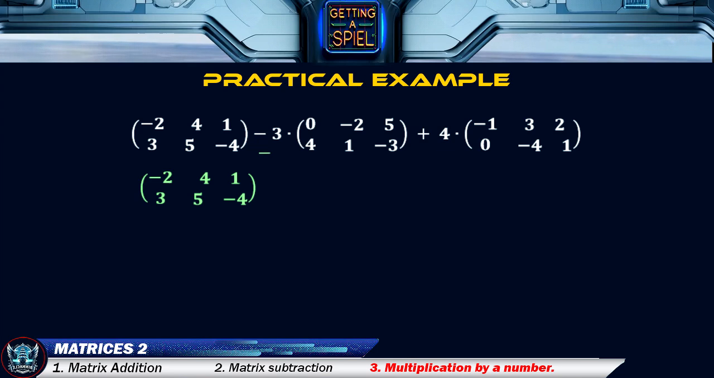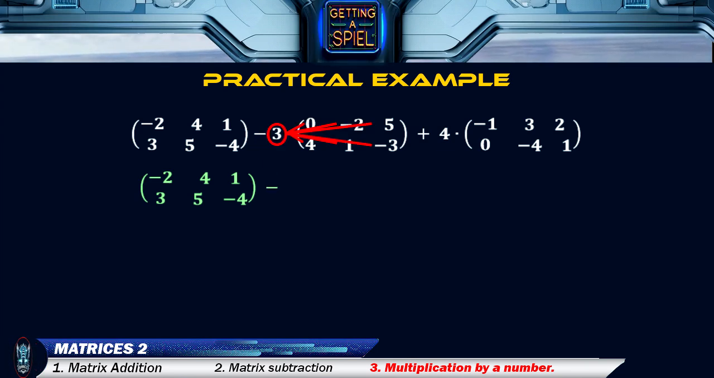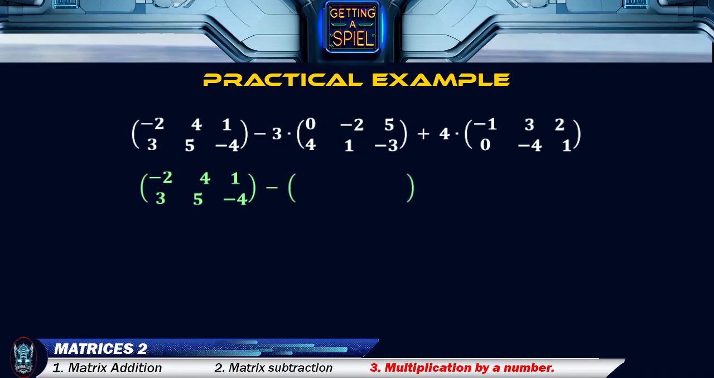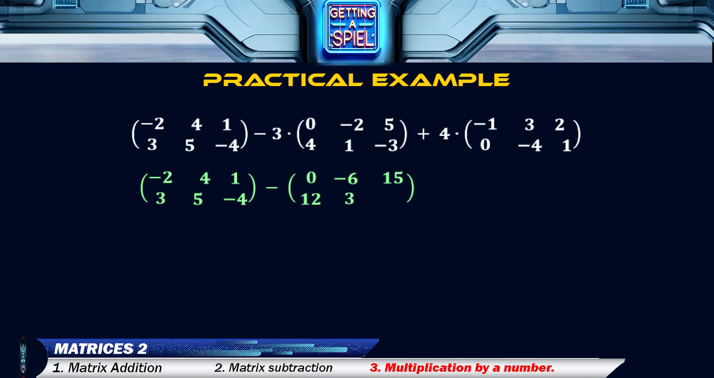Also, let's leave the minus sign alone, and start by multiplying the 3 by all the elements of the matrix it needs to attack. As you see, 3 times 0 is 0, 3 times -2 is -6, 3 times 5 is 15, 3 times 4 is 12, 3 times 1 is 3, and 3 times -3 is -9.